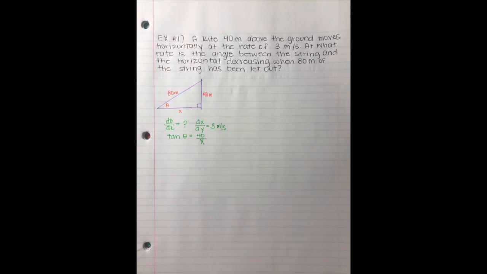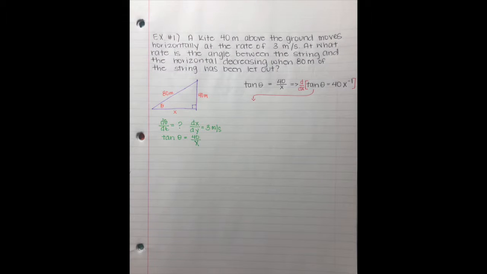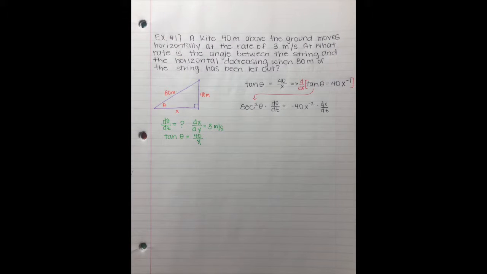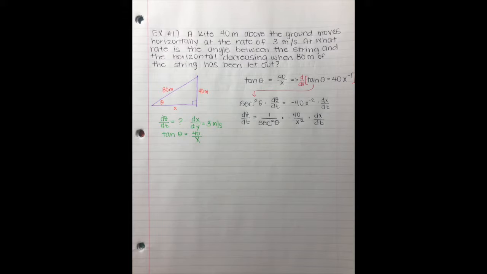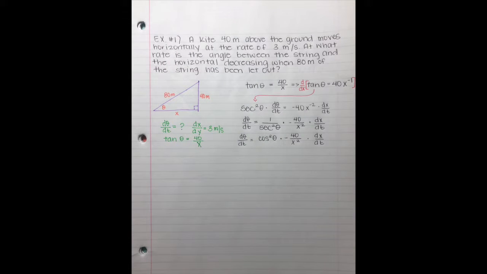The first thing you would do is draw out your diagram to better understand what it is you are dealing with. By using the tan theta equation, you can find the derivative of that equation. Secant squared theta times d theta dt equals negative 40x to the negative 2 times dx dt. To find d theta dt, you move everything over to one side. Keep in mind that 1 over secant squared theta is the same as cosine squared theta.